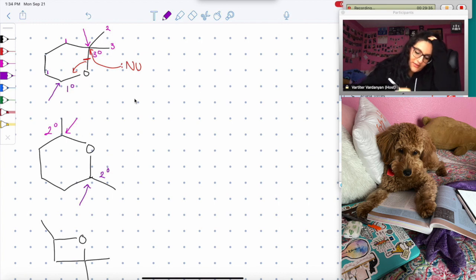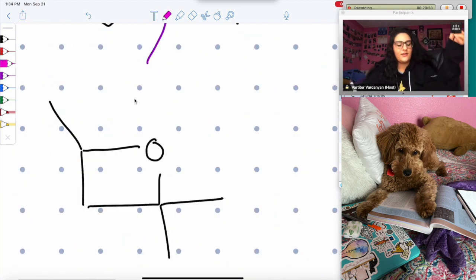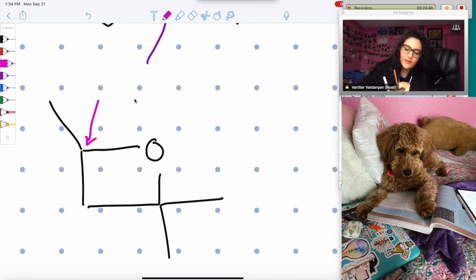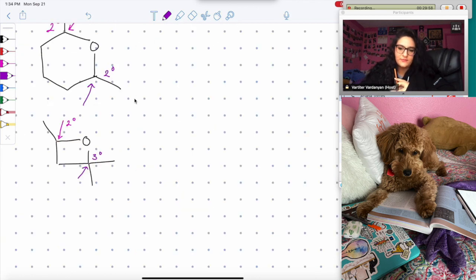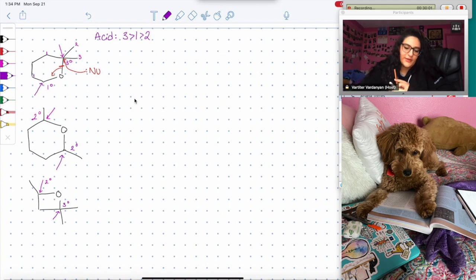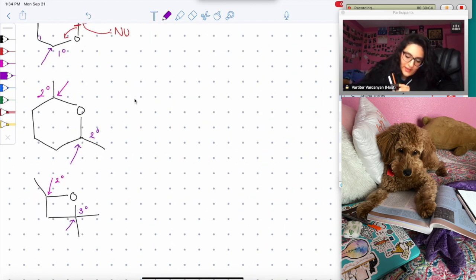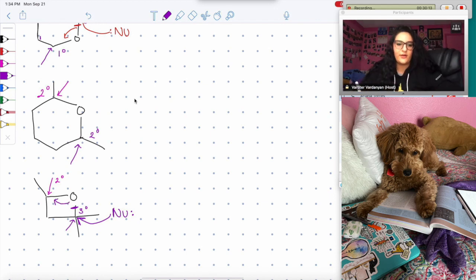Cool. So for this third one, what do we think about the pink carbon? Secondary, exactly correct. And what about this purple one? Tertiary, awesome. So which side will we prefer to attack based on our acid rule? Tertiary, cool. So the nucleophile will come in and attack this carbon, and we will break open the chain, and the oxygen will go towards the secondary carbon. Awesome. You guys are killing it.